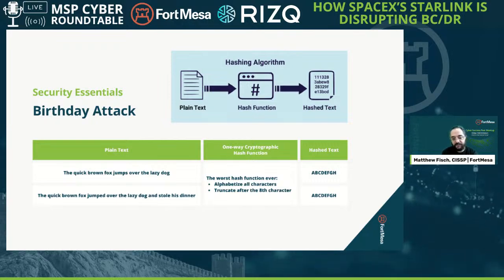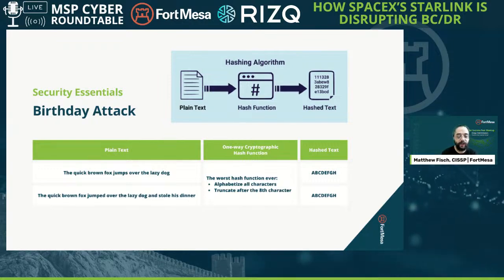I'll talk more about specific ciphers in a moment, but just to give an example here, I put together a little chart talking about the worst one-way cryptographic function I could think of. So we have the quick brown fox jumps over the lazy dog. For any font geeks out there, one of the unique things about that sentence is it uses every letter of the English alphabet. However, if we ran our hash function over it, which is alphabetize all the characters and truncate after the 8th character, what you get is A, B, C, D, E, F, G, H.